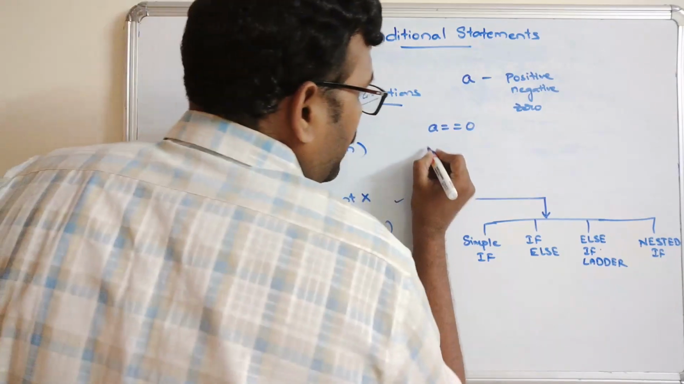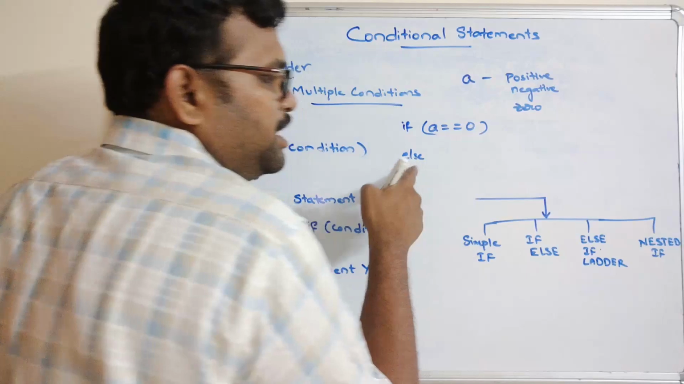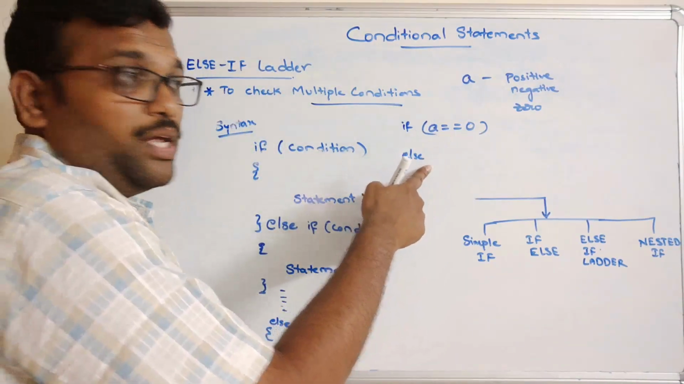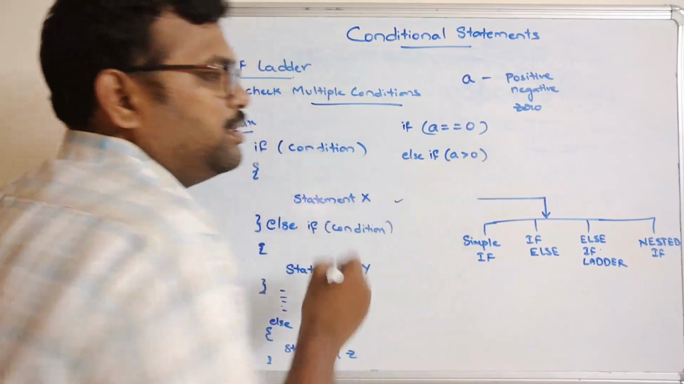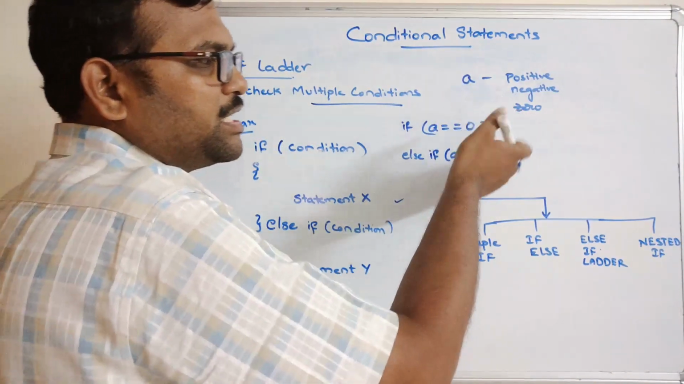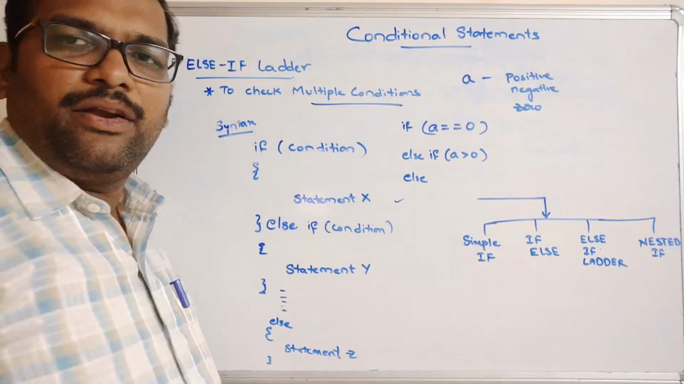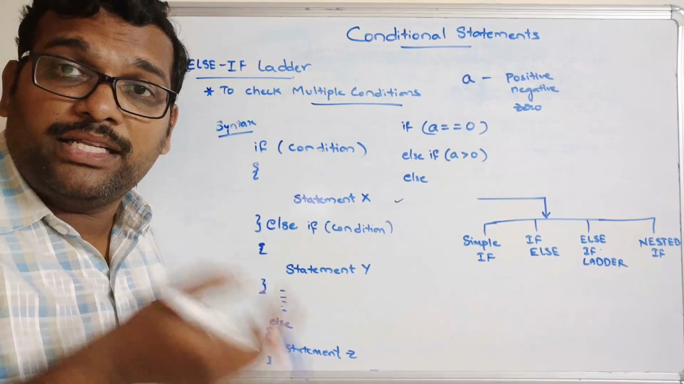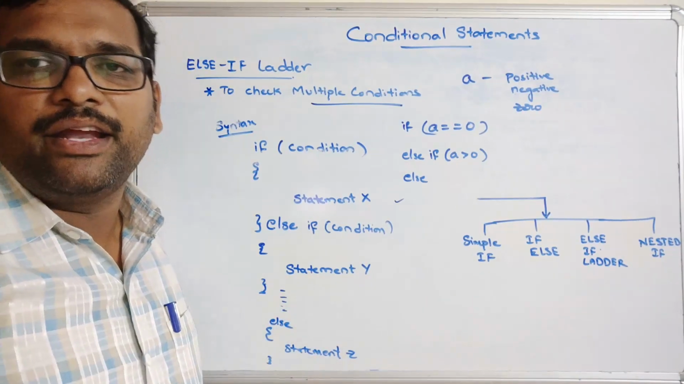So this is an if statement, and else means the condition becomes false. Again we have to check a condition: else if a greater than 0, then simply we can say it's a positive number. And if both conditions are false, we can simply say else, it's a negative number. If a number is not 0 and not positive, obviously the number will be negative.